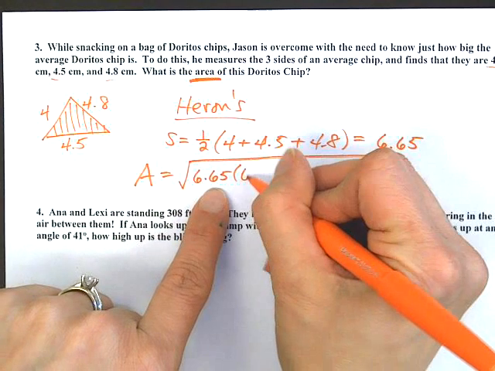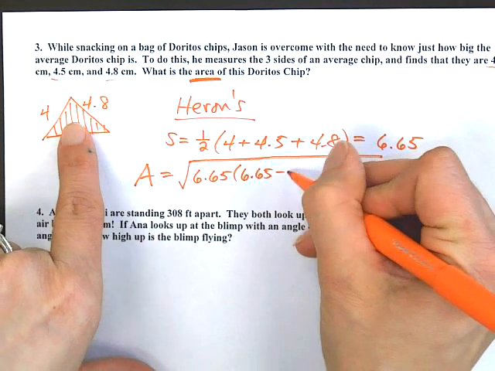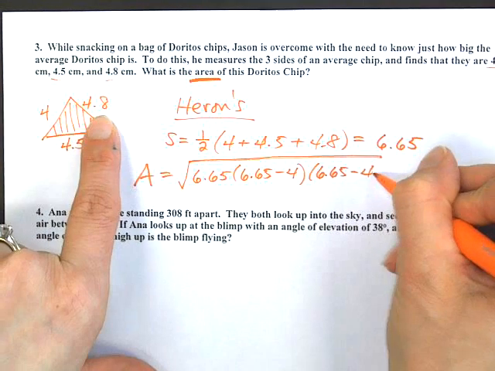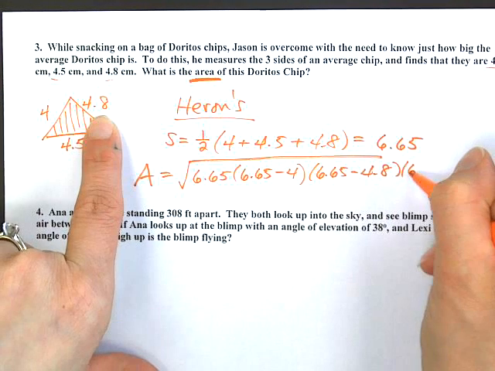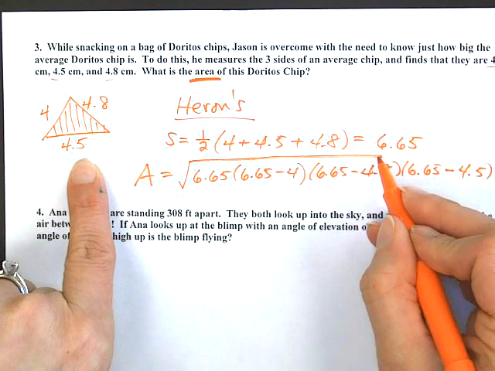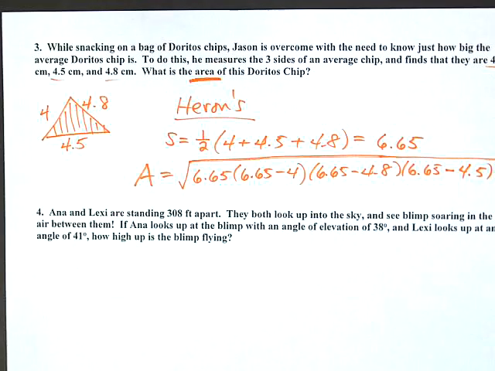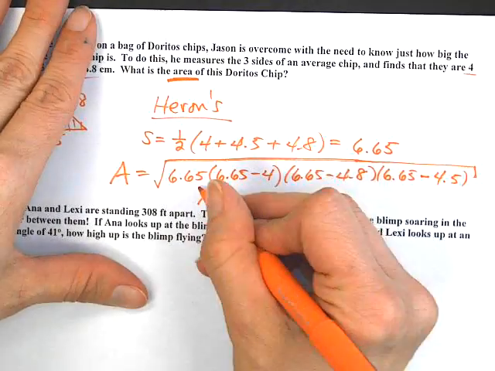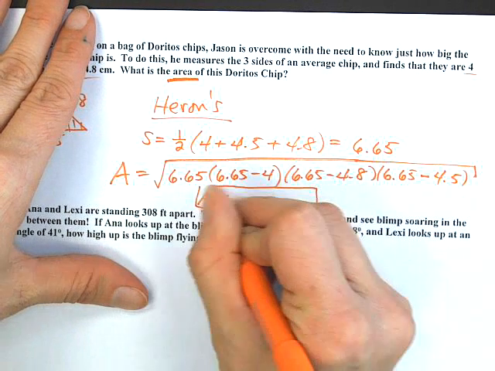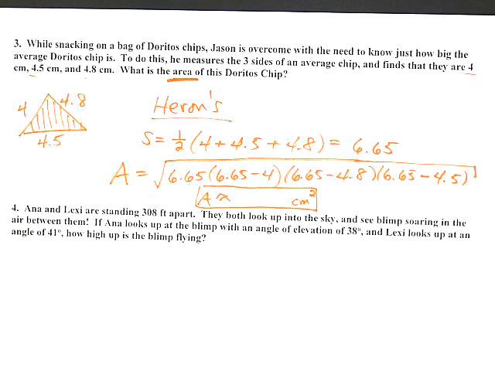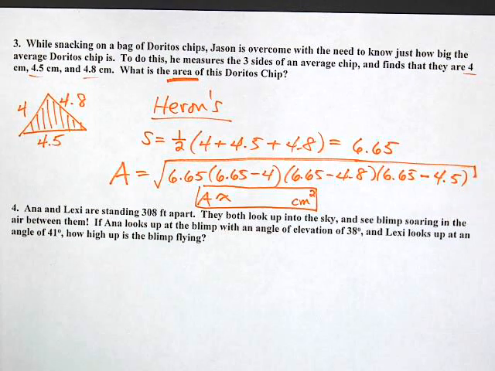And then 6.65, subtract off one of the sides. 6.65, subtract off the next side. 6.65, subtract off the last side. Draw a longer radical bar if it didn't cover it. Okay. And the area is approximately how many centimeters squared? Let's see if you're playing along. So tomorrow I'll check the answer for number 3.